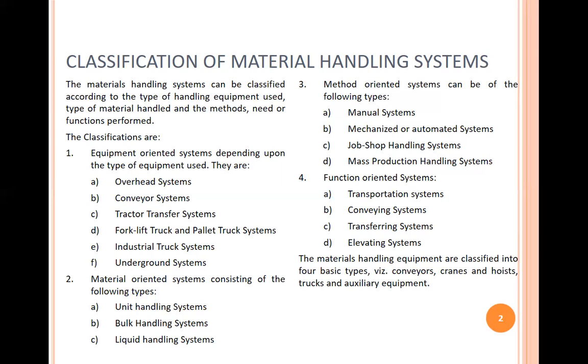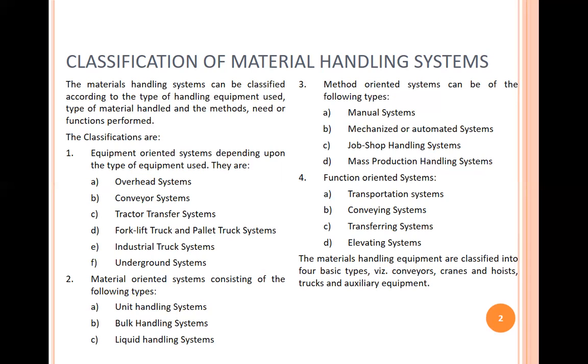Materials-oriented systems consisting of the following types: A, unit handling system, sa isa; B, bulk handling system; C, liquid handling system, ito yung mga 5. 3, method-oriented systems can be of the following types: A, manual system; B, mechanized or automated system; C, job shop handling system; D, mass production handling system.